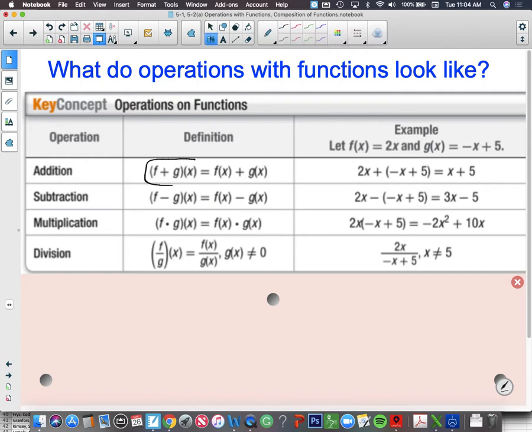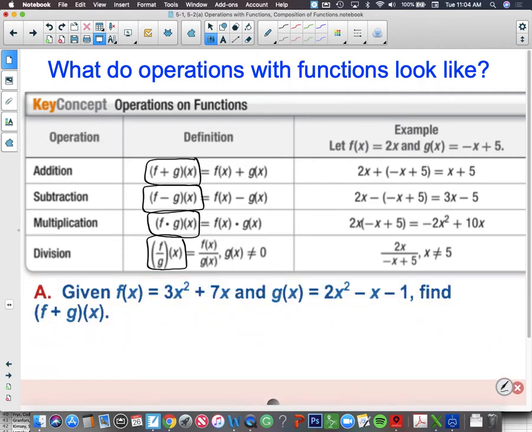This right here means add the two functions together. Sorry if it's kind of blurry. There's also in your textbook if you wanted to look at it. So this second one here, f minus g of x, that just means subtract them, okay? And so on. So this means multiply, that means divide. You're going to be given two functions, and you're going to be doing these operations with them, okay?